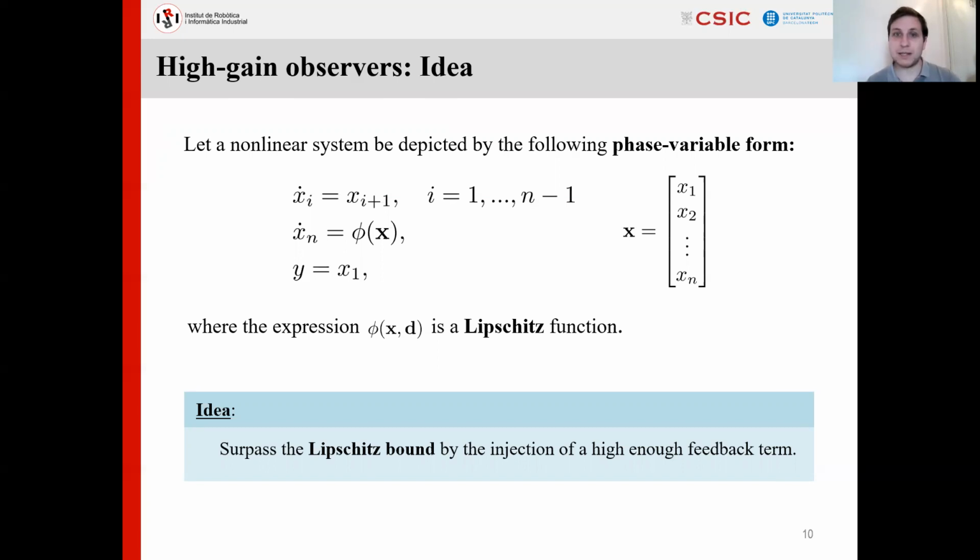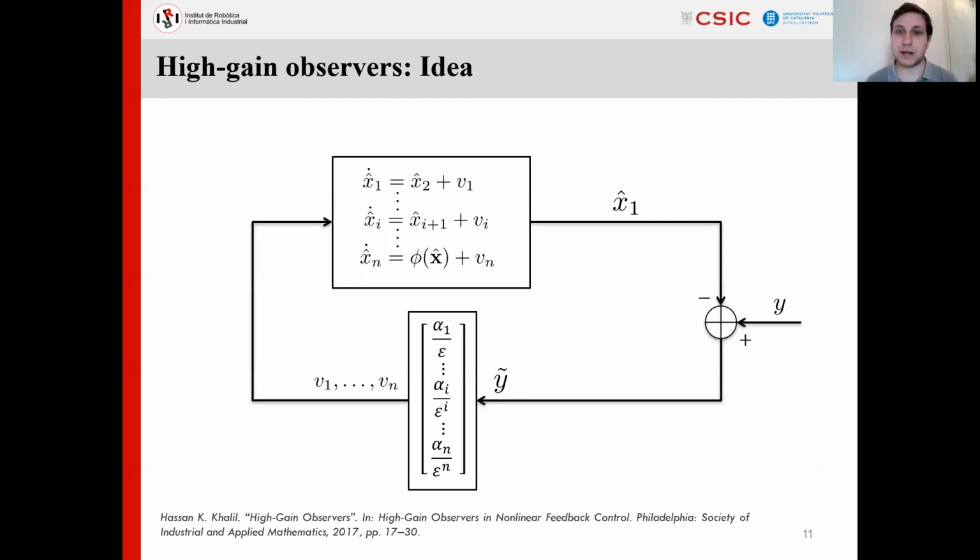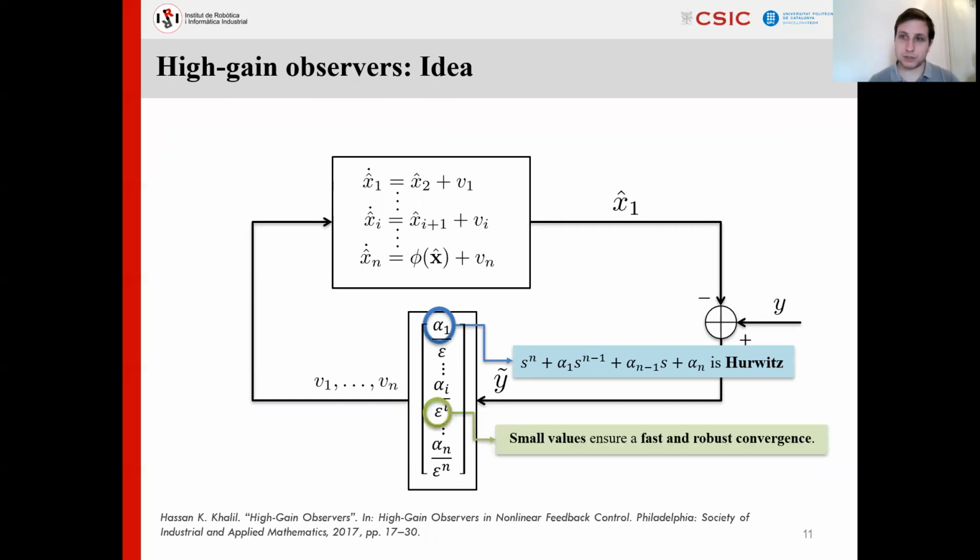So the high-gain observer idea is to then take a copy of this triangular structure and add a feedback term that is the error between the measured output and estimation of this output multiplied by some constants to be tuned. The tuning of these constants is relatively easy. These alphas have to be tuned such that this polynomial here is Hurwitz, and bar epsilon has to be small enough to guarantee stability.